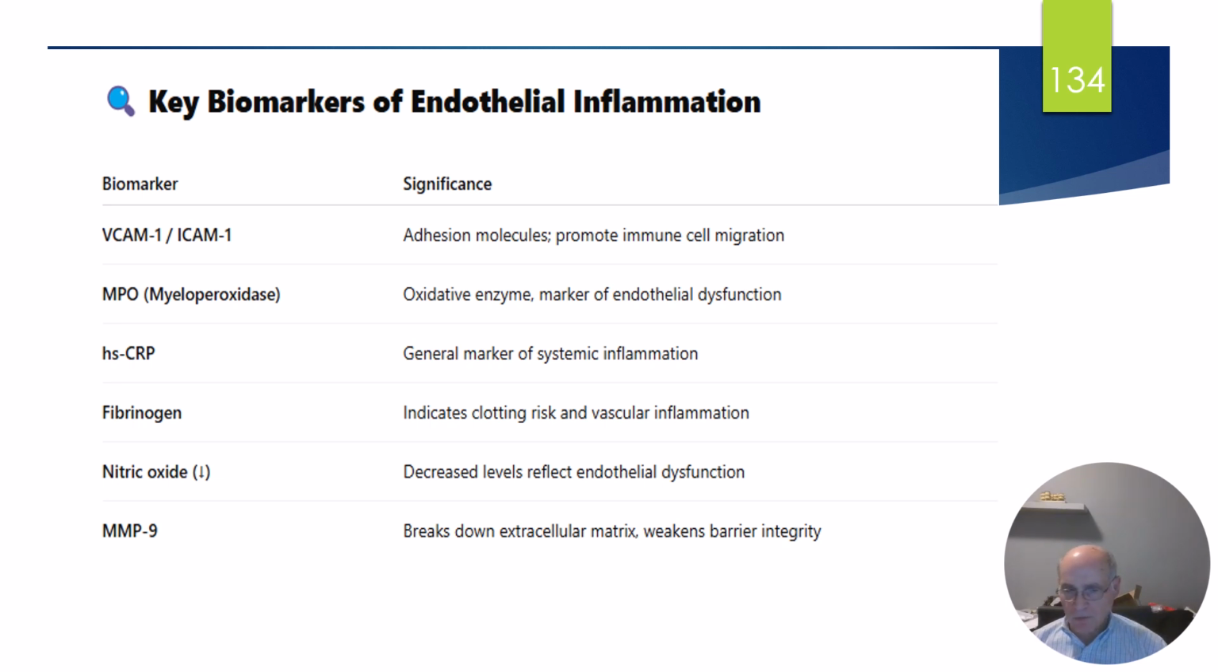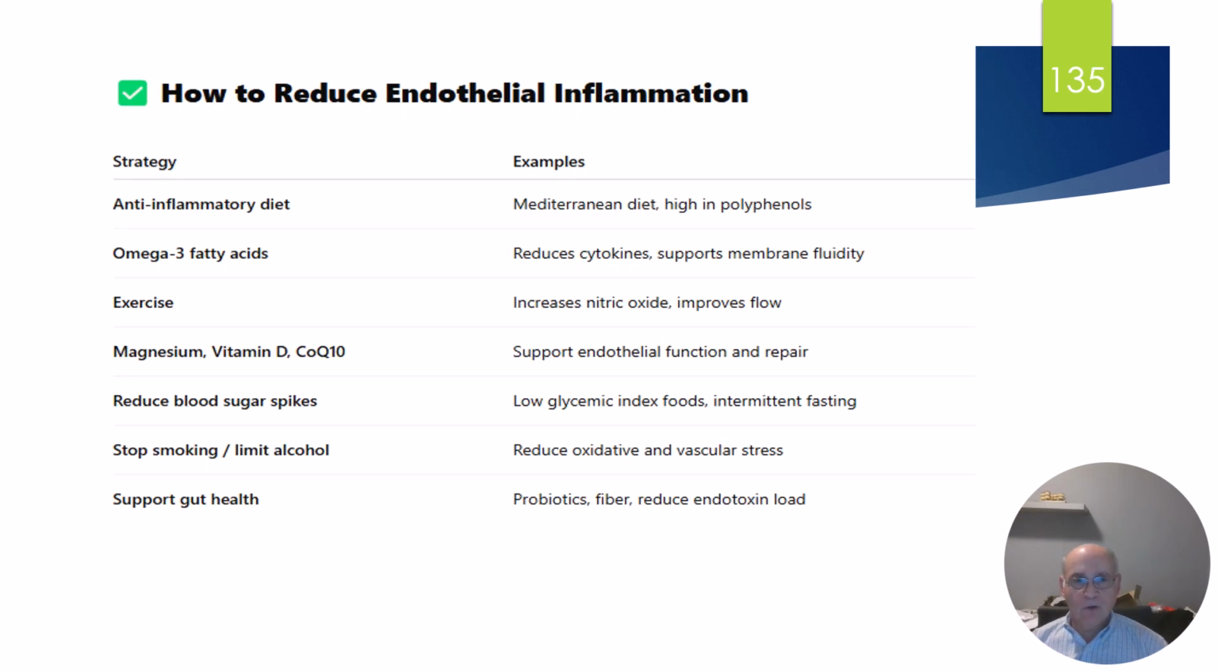MMP9 is really involved in breaking down the extracellular matrix. So these are enzymes that break down cartilage. In my office, I really just do the high sensitivity CRP and fibrinogen in addition to some of the others that I've talked about. How to reduce endothelial inflammation?